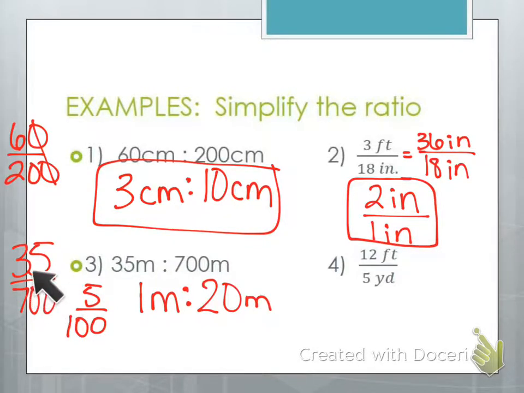Notice that when I switch between fractions and a colon, the number on top goes with the number in the front. The number on bottom goes with the number in the back. So if you're going to switch between fractions and colons, you have to keep those straight. Don't switch it around and think that this is 20 over 1. That's a different ratio.